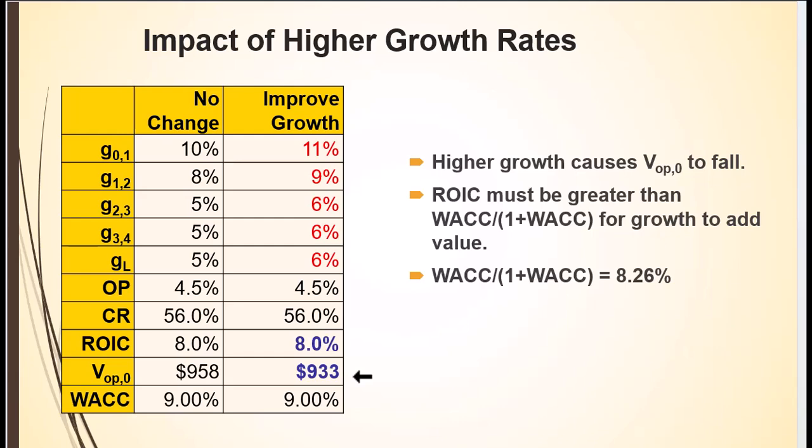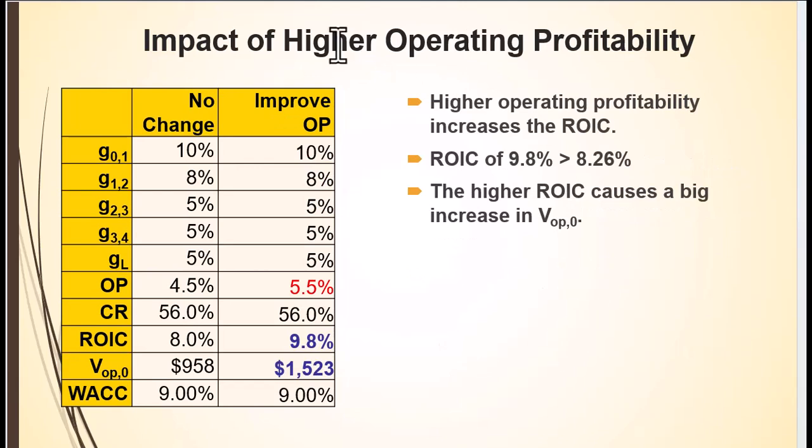In this case, higher growth in these future cash flows is causing a failure. Why is that? It's because the operations, the value of the company, is growing at less than what it costs to actually finance that company.